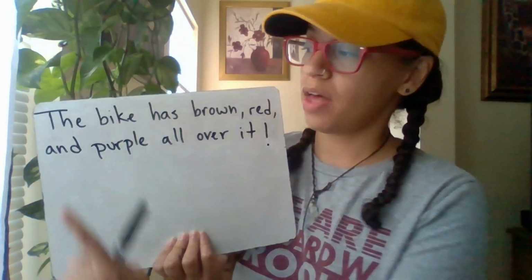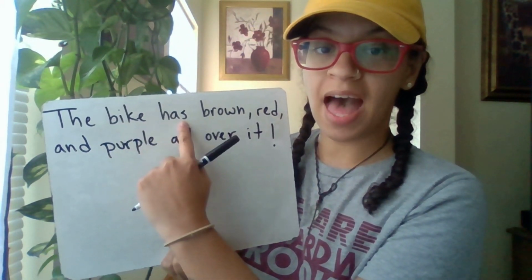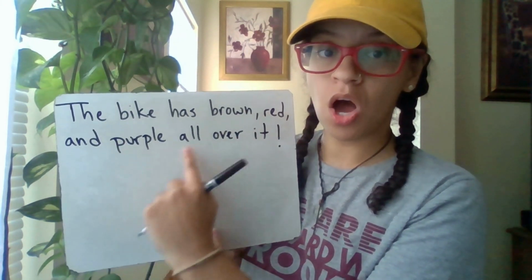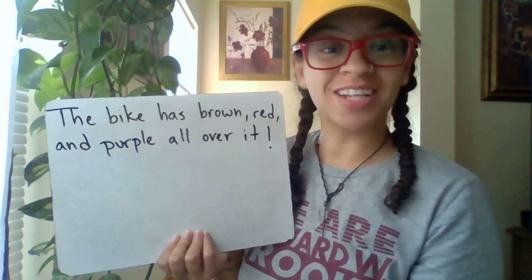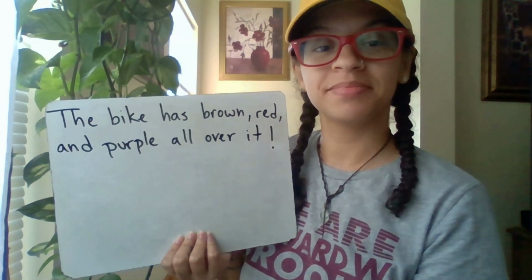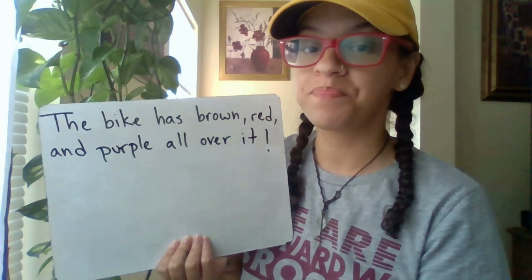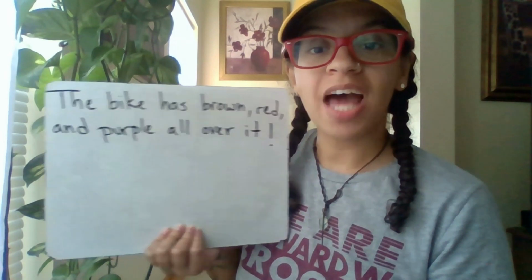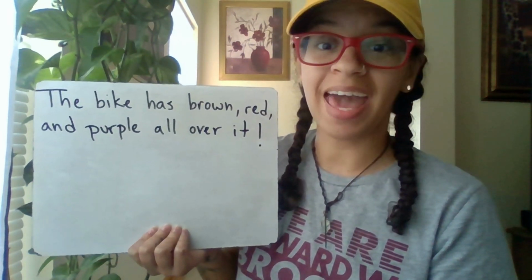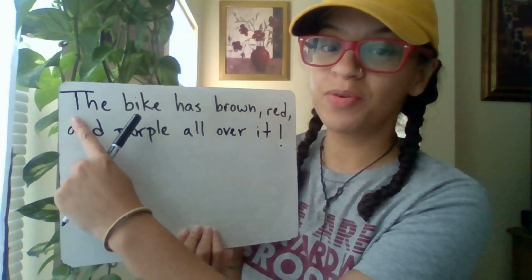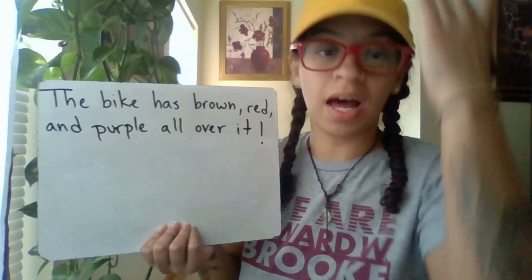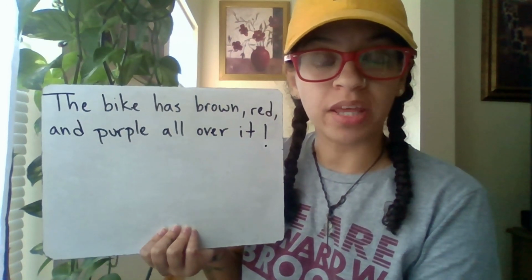All right. If you wrote, the bike has brown, red, and purple all over it, great job. You wrote all 10 words. That means you were listening carefully. Now let's go over our writing habits. What should every sentence start with? A capital. If you have a capital T, I'll give your brain a kiss. Mwah.